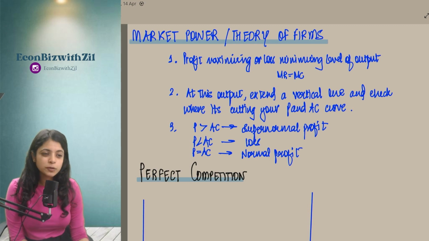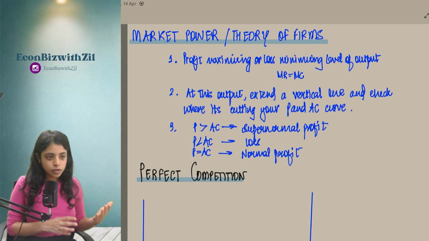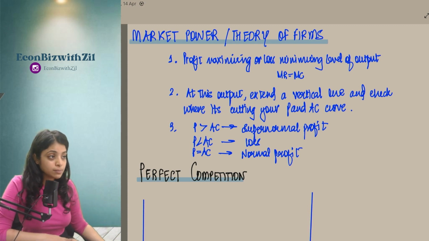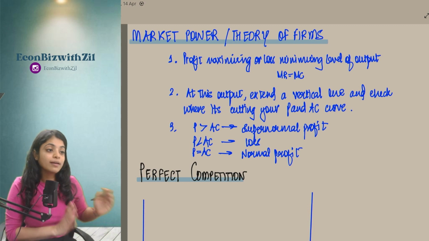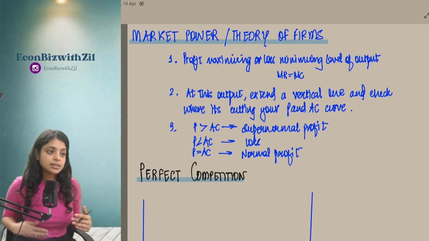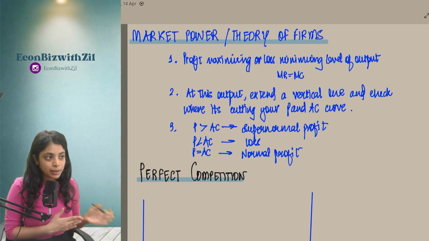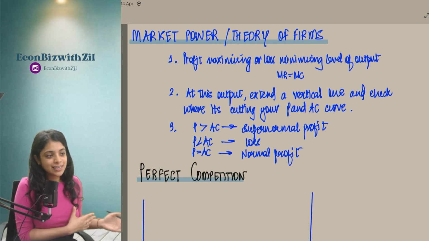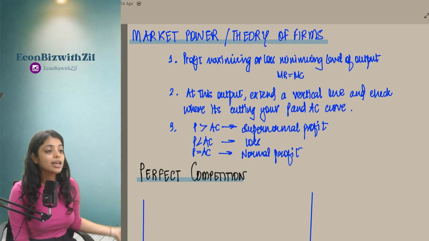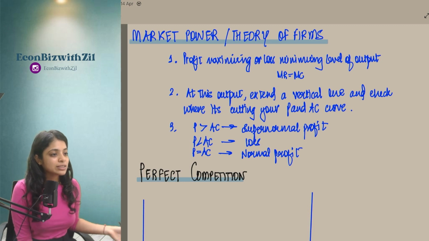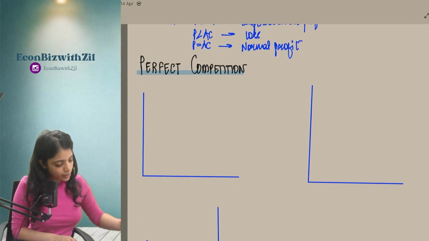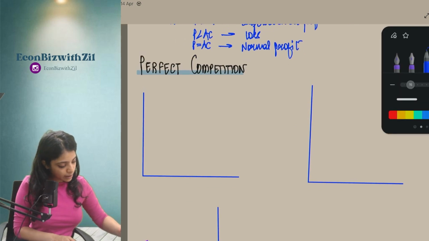There are three rules that you need to remember, which will help you make the diagrams well. First, find your profit maximizing or loss minimizing level of output, which is where MR equals MC. Next, at this level of output, extend a vertical line and check where it's cutting your P and AC curve. Then, if P is greater than AC, it's your supernormal profit. If P is less than AC, it's your loss. And if P equals AC, it's your normal profit. So let's dive right in to make these.